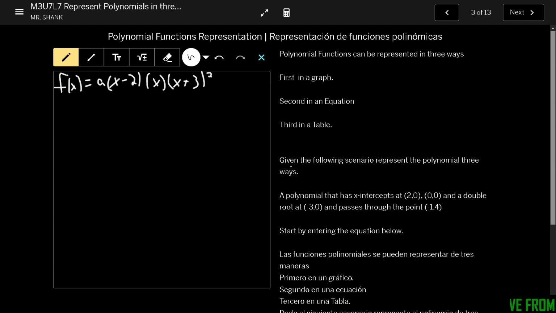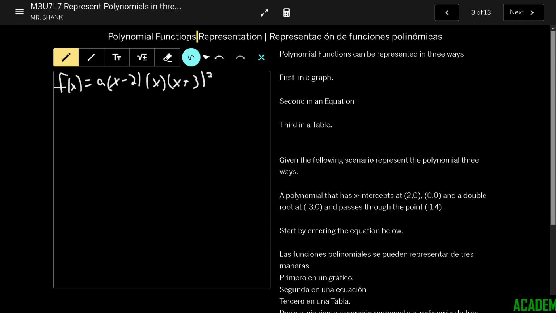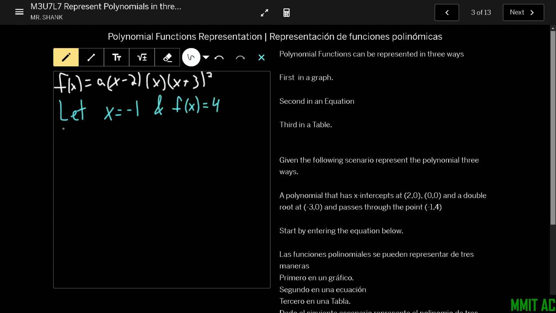All right. So it goes through the extra point of negative 1, 4. So I'm going to say let x equal negative 1 and f of x equals positive 4. All right. So in my equation, I'm going to say 4 equals a times negative 1 minus 2 times negative 1 times negative 1 plus 3, and then squared.